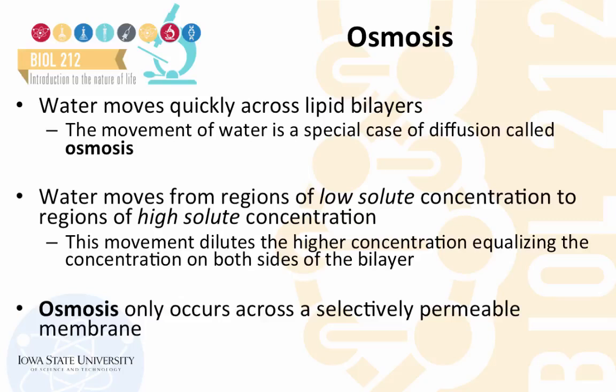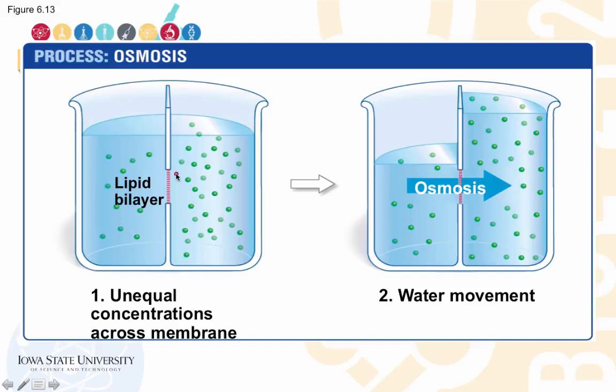of a lipid bilayer. Osmosis only occurs across selectively permeable membranes. So if solutes are not able to move across a lipid bilayer, water moves to dilute solute concentrations and bring about equilibrium. In this image, we can see that a selectively permeable lipid bilayer separates two compartments in a beaker, and there are two different solute concentrations on either side. The left side has a lower concentration of the solute than the right side, and the membrane does not allow this solute to pass through.